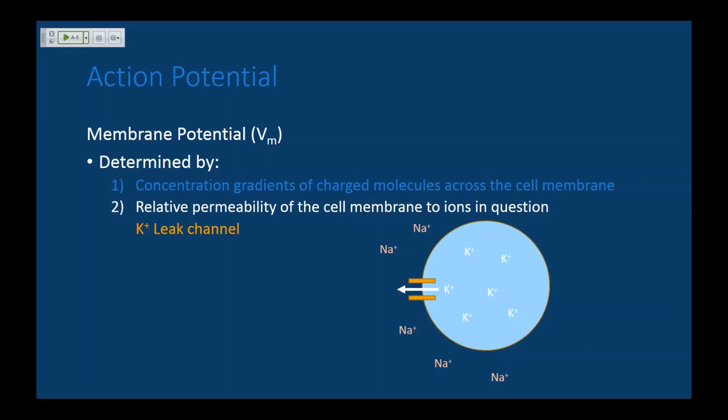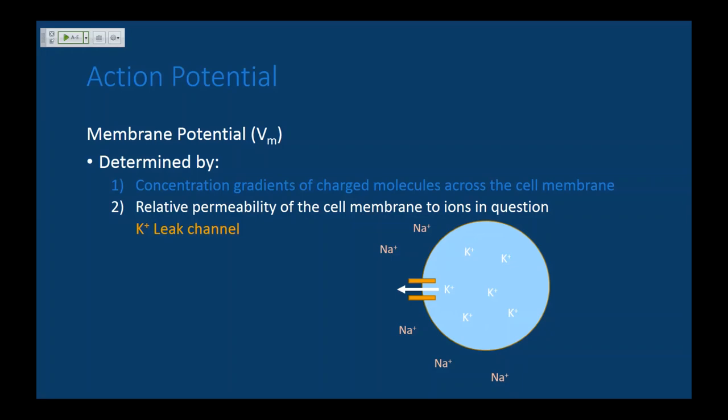The second part of the membrane potential is the relative permeability of the cell membrane to the ions in question. Like I just said, the sodium-potassium ATPase helps to set the concentration gradients, but the second relevant point is that it's very important how permeable the cell is to those ions that have been set to a concentration gradient. And the important thing to know for MCAT purposes is the potassium leak channel.